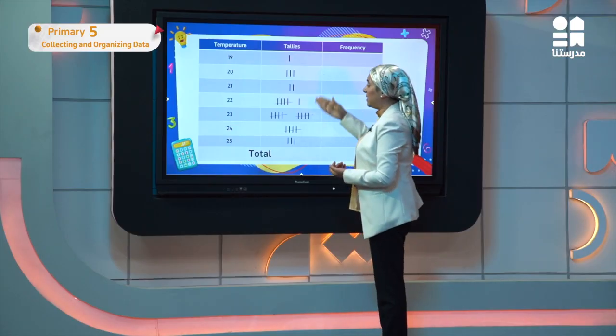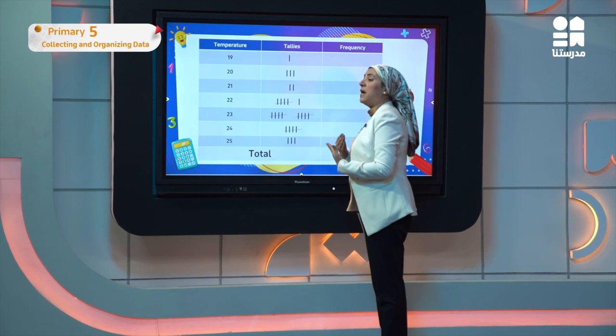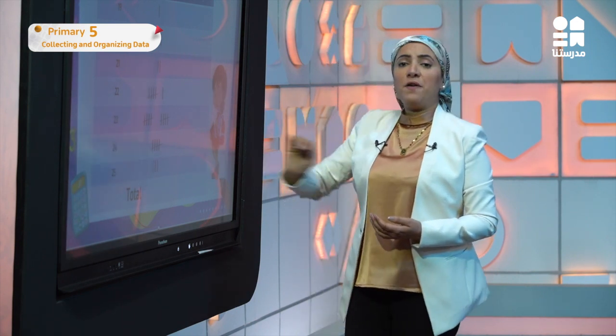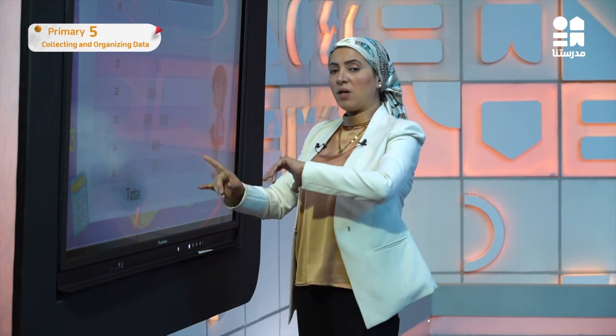First, I write them in tallies. Of course, this makes it very easy for you to get the frequency while avoiding any mistakes. Now, خلاص, I have found out the tallies, or I have written the tallies for every temperature. Now, I will switch the tallies column into the frequency column. Frequency اللي هي عدد المرات اللي اتكررت فيها كل درجة حرارة noticed during April.